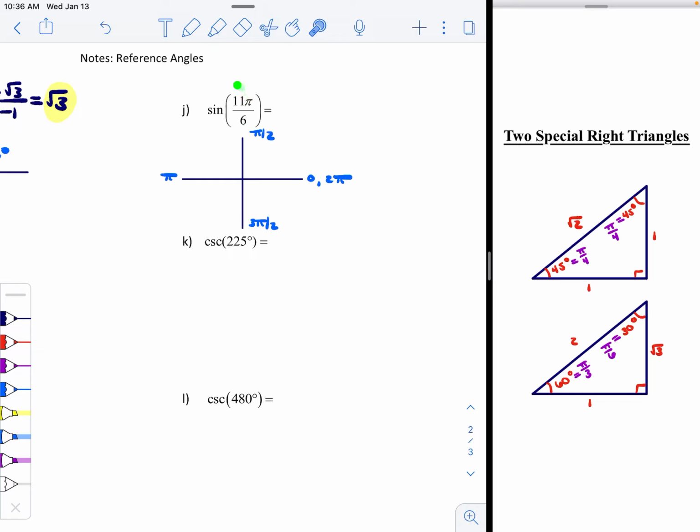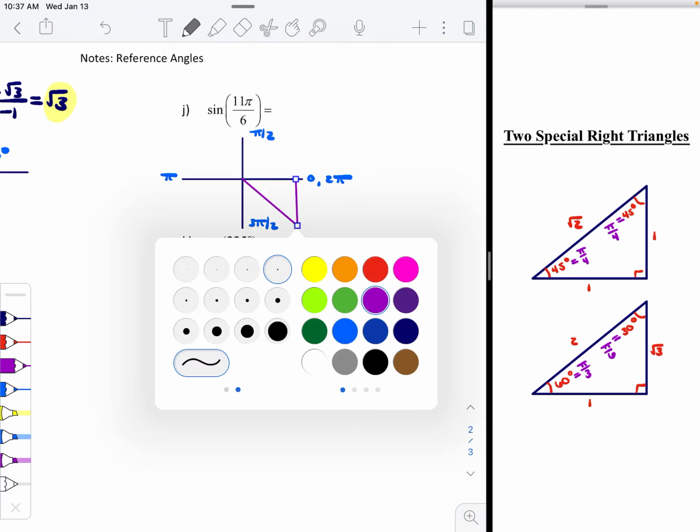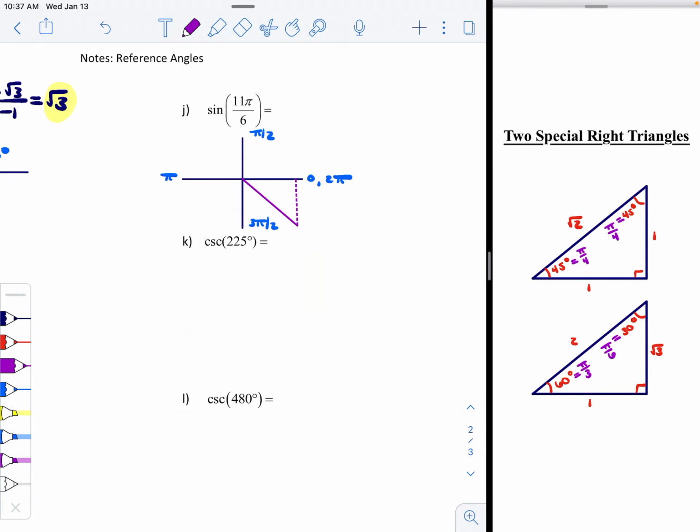If we want to sketch in this 11 pi over 6, we need to think about where 11 over 6 falls in reference to these angles. Well, 11 is bigger than 6, which means we've gone past pi, but 11 isn't double 6, which means we haven't gotten to 2 pi yet. So we're down here somewhere on the bottom half, either in quadrant 3 or quadrant 4. We just have to think, is 11 over 6 less than 1.5 or more than 1.5? It is, of course, more than 1.5. So we're going to be over here in quadrant 4.